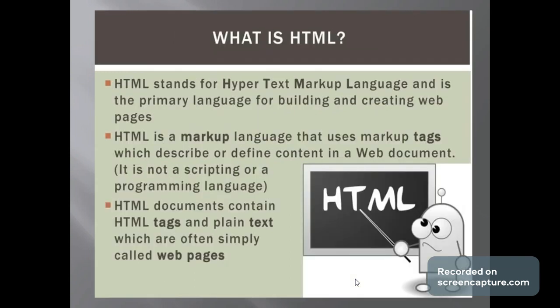Let us know about what is HTML. HTML stands for Hypertext Markup Language and is the primary language for building and creating web pages. HTML is a markup language that uses markup tags which describe or define content in a web document. It is not a scripting or programming language. HTML documents contain HTML tags and plain text, which are often simply called web pages.